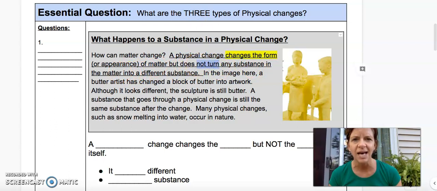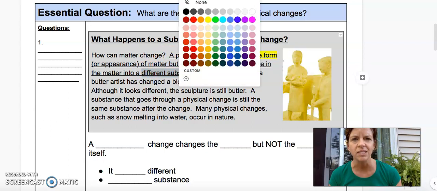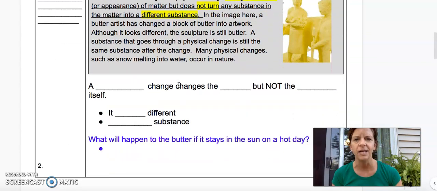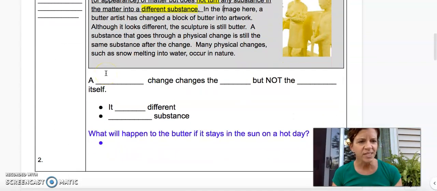So I'm going to highlight "not turn into a different substance or matter." So now, students, yours needs to look like mine. If you need to pause the video, press pause and make yours look like mine. All right, let's keep going. We're going to put this into notes now.